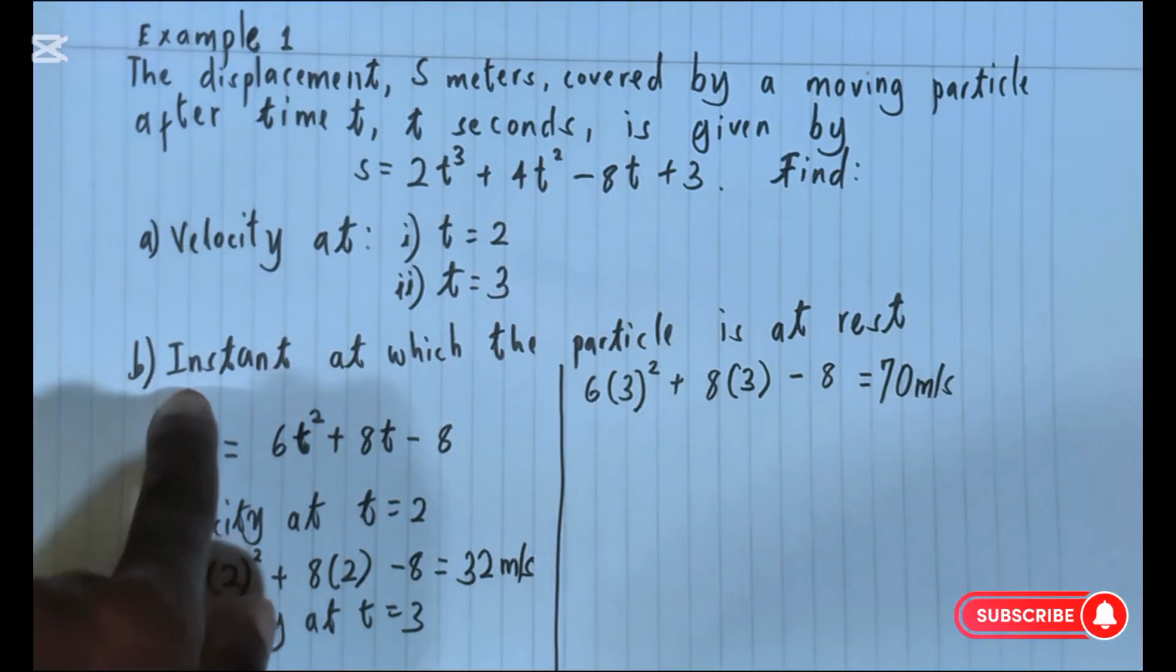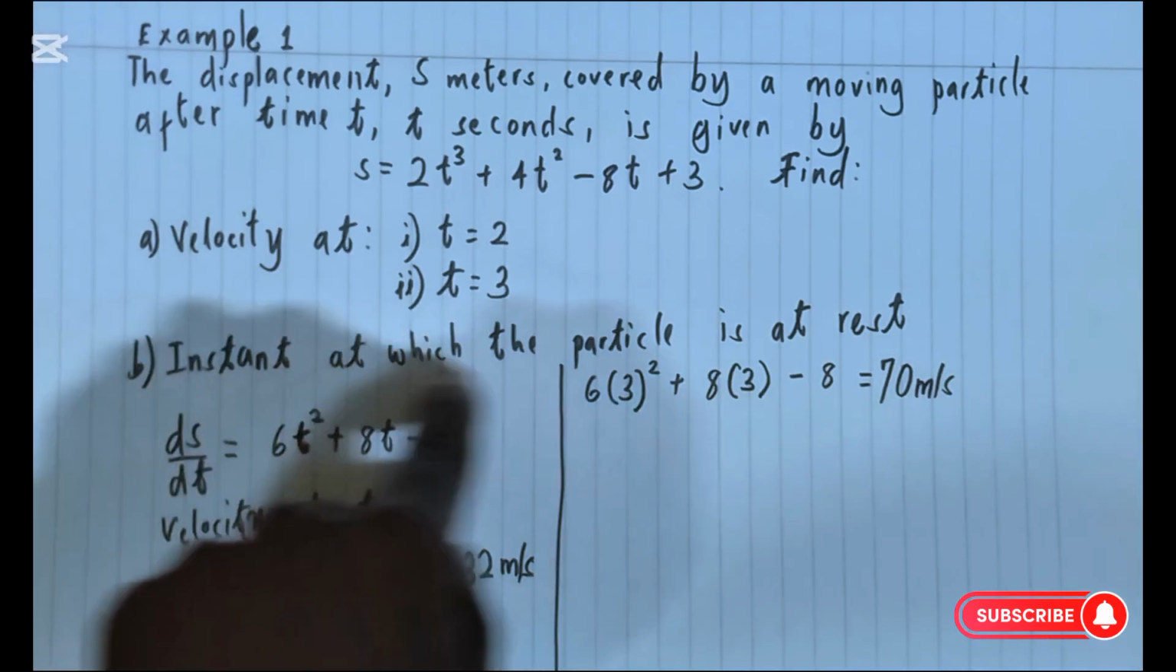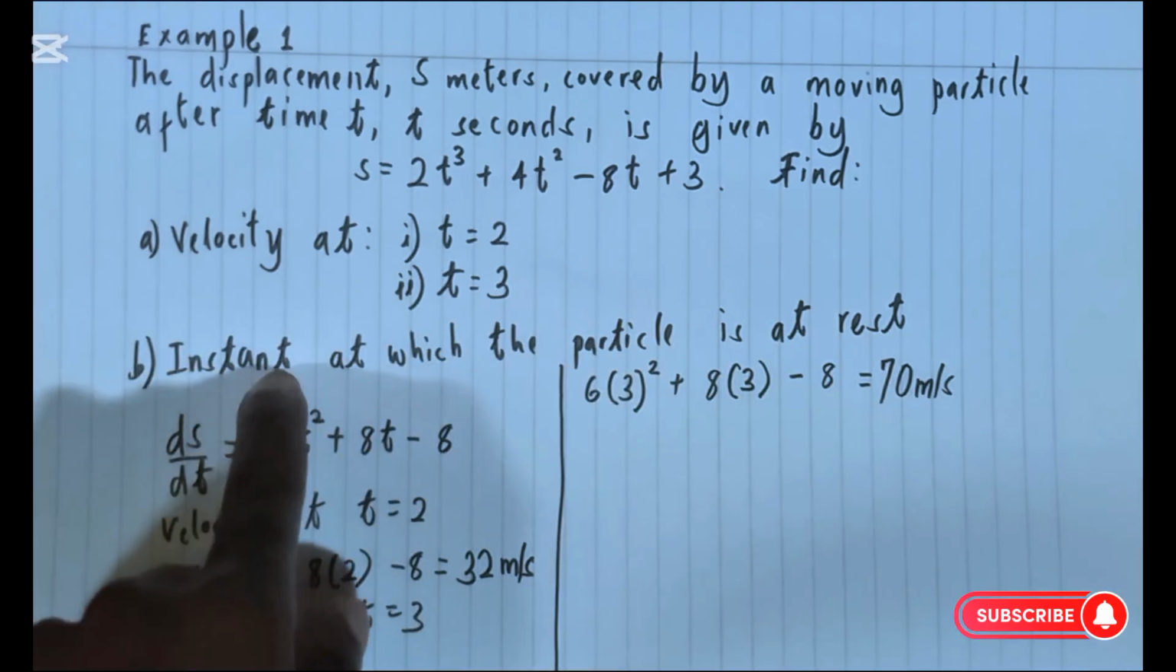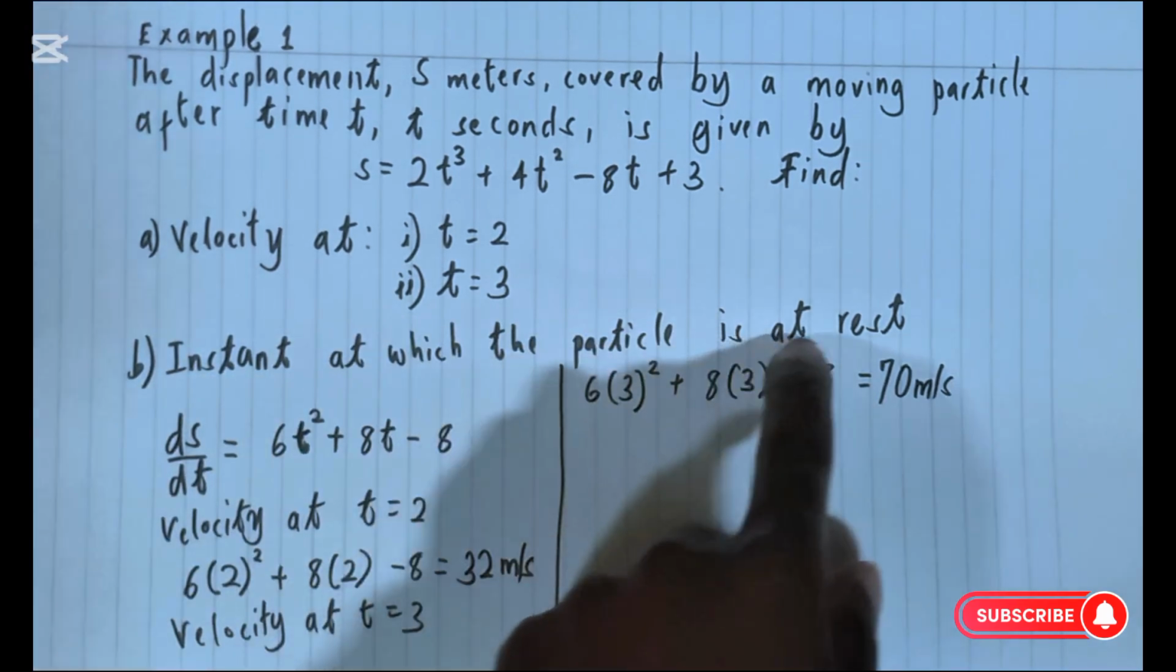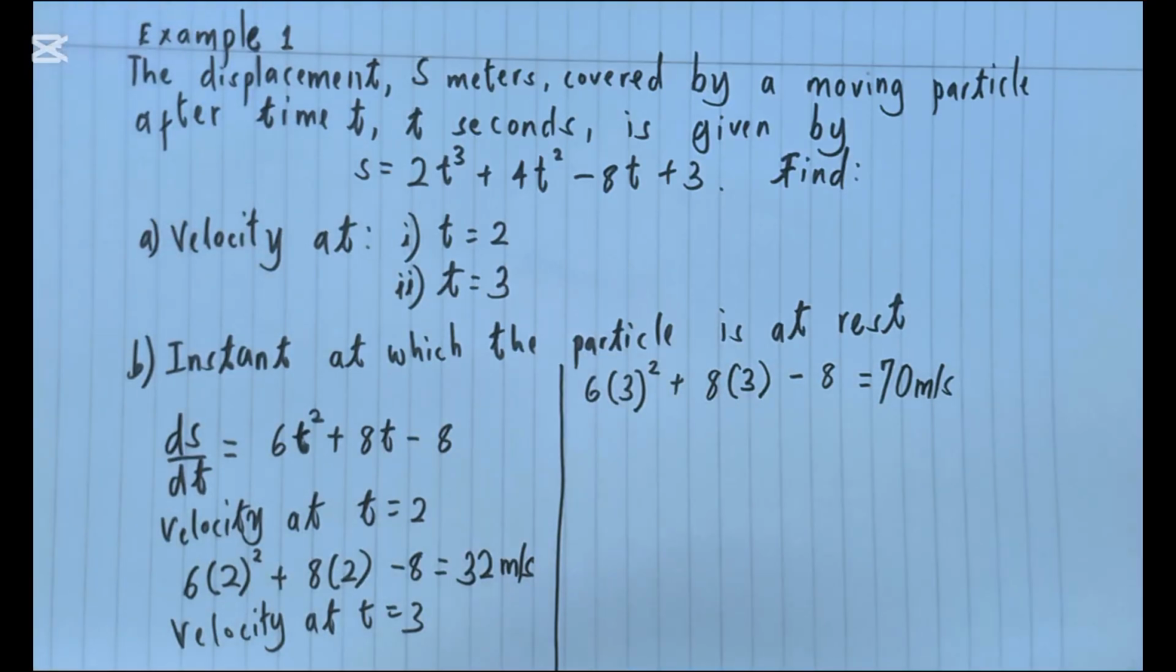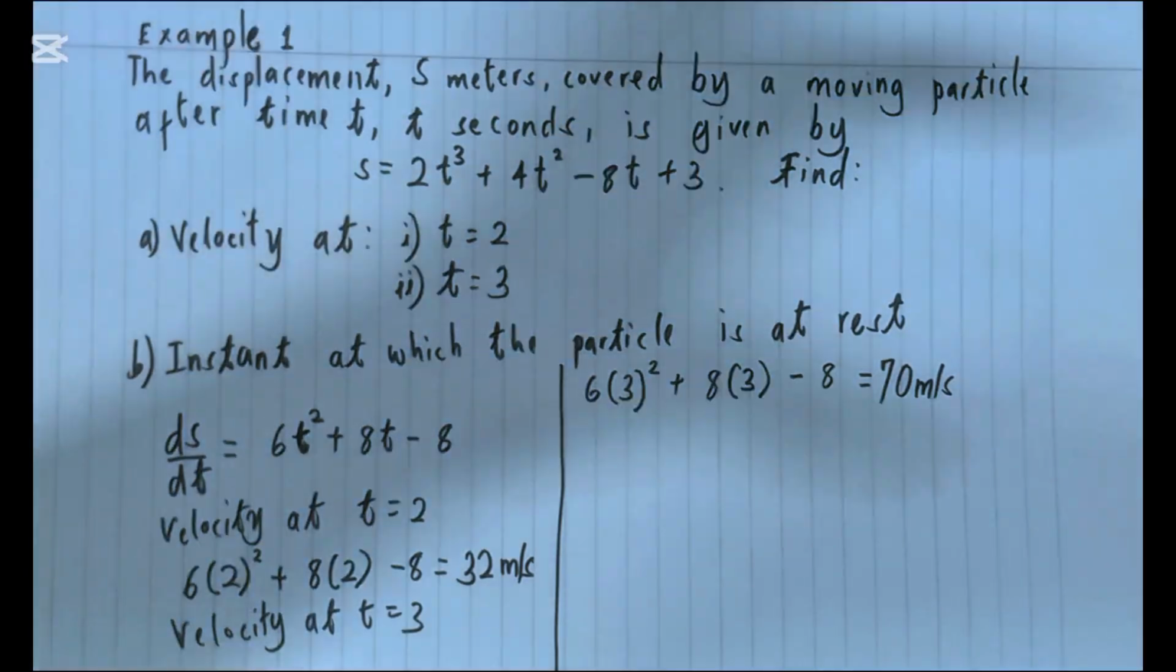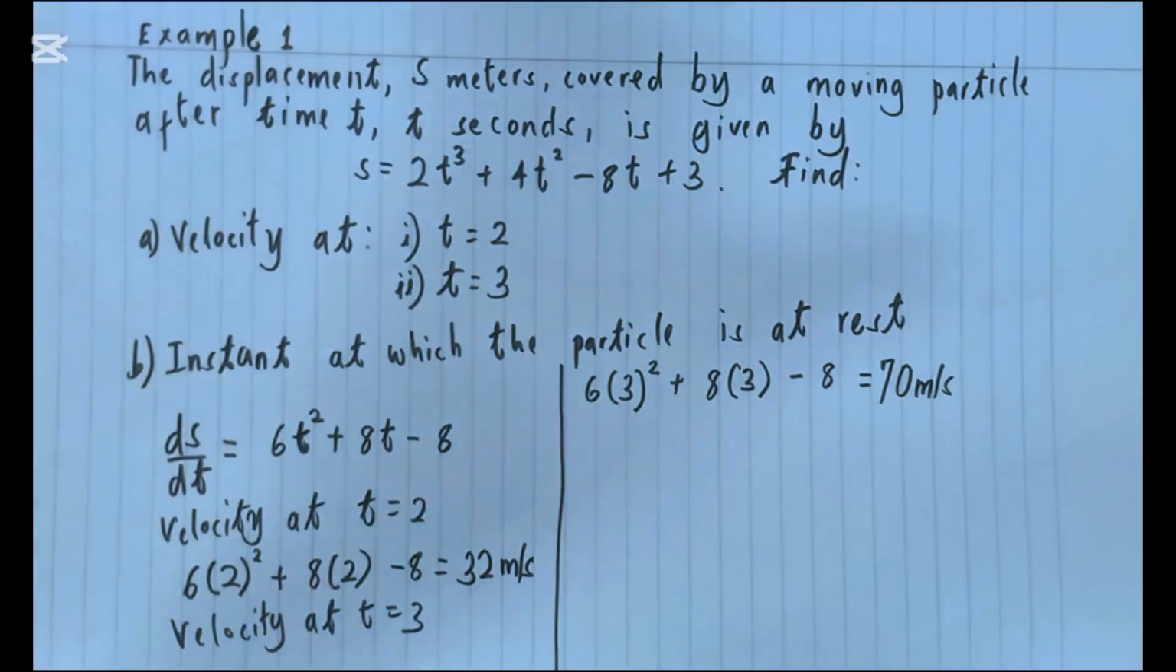So now let us solve part B of this question: at what instant is the particle at rest? We all know that the particle is at rest when it is not moving. So at what instant will the particle not be moving? It will be at rest when velocity is equal to 0. That means it's not moving, and there's no change of distance at all.